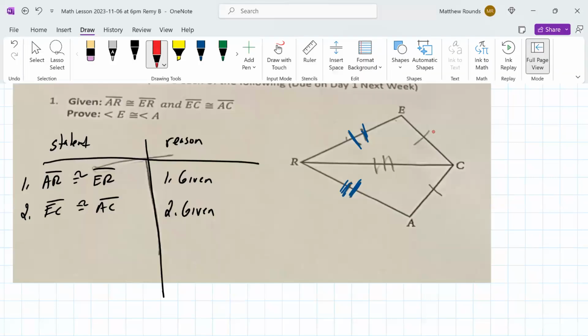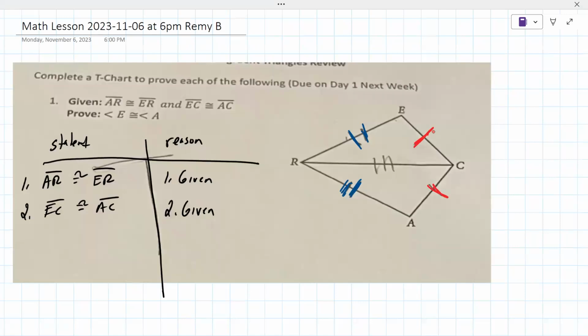So that I'll do in red over here. And we're trying to prove that angle E is congruent to angle A. So what is not made clear here?